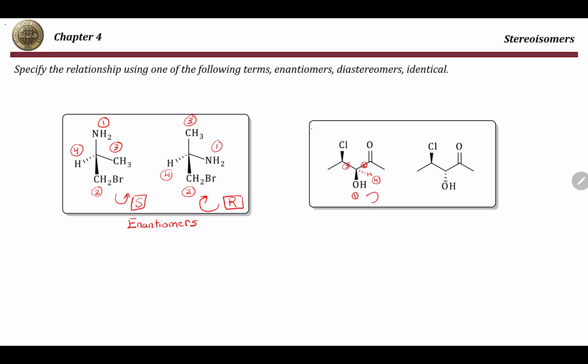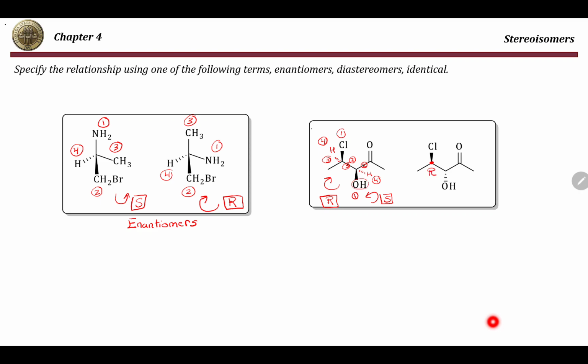1, 2, 3, we're moving anti-clockwise, so this is S. For this chiral center, this is 1, this side is number 2, this side is number 3, and there is a hydrogen here, and it's number 4. 1, 2, 3, we are moving clockwise, so this is R. Now there's no need to waste our time doing the absolute configurations here, because the Cl is still the same, so this is R.